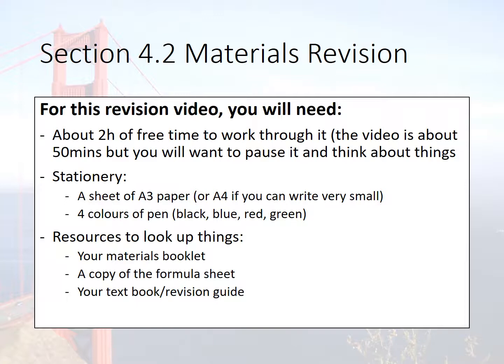So to do that, you're going to need a sheet of A3 paper to write your mind map on, or A4 if you think you can write really, really small. I'm going to be using 4 colours of pen, so black, blue, red, and green. And if you've got those, then you'll be able to duplicate what I'm doing. You'll probably also want your materials booklet to look up what we did in lessons, possibly a copy of the formula sheet and your textbook or revision guide so you can look things up as we go through. So when you're ready, move on to the next slide and get started.